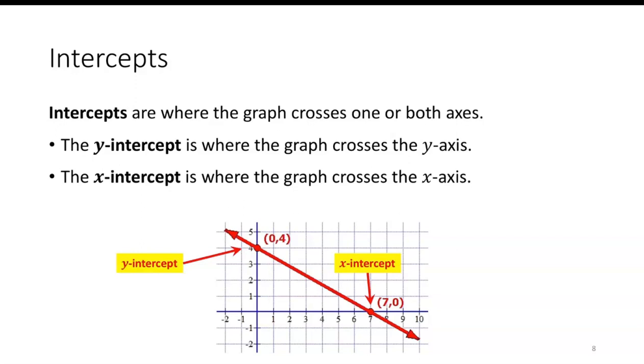The intercepts are where the graph crosses one or both axes. So the y-intercept is where the graph crosses the y-axis. The x-intercept is where the graph crosses the x-axis. So in the example shown, the y-intercept occurs at (0, 4), or we just say y equals 4. The x-intercept occurs at (7, 0), so x equals 7.